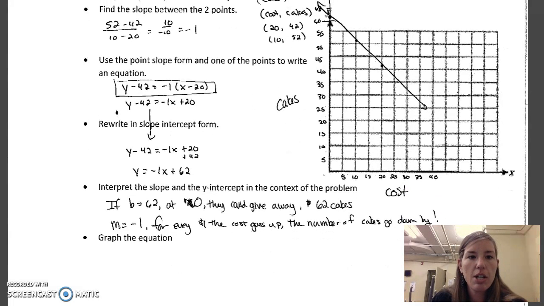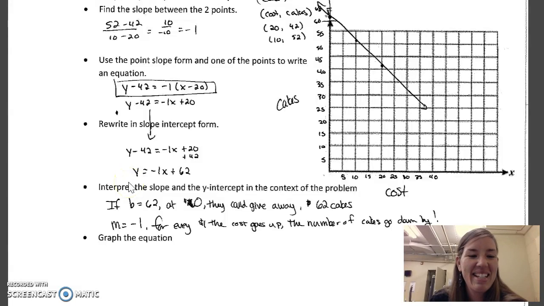Okay, next question says, use the point slope form and one of the points to write an equation. Doesn't matter which point? Nope, never does. Pick one of the points and use your slope. So I chose (20, 42). Plug it in there. Plug in the -1, that's point slope form. Next step, change it. Distribute the -1, add the 42. Y is equal to -1x plus 62.